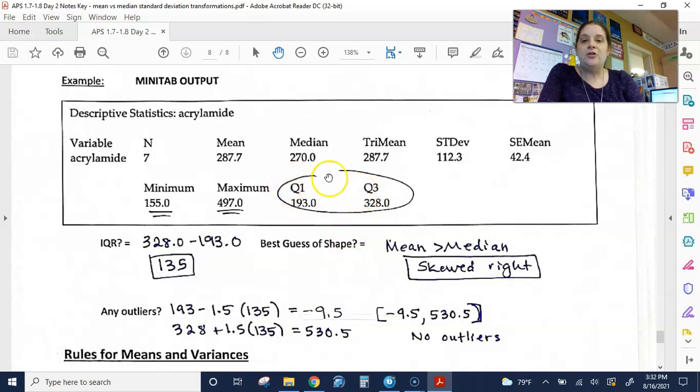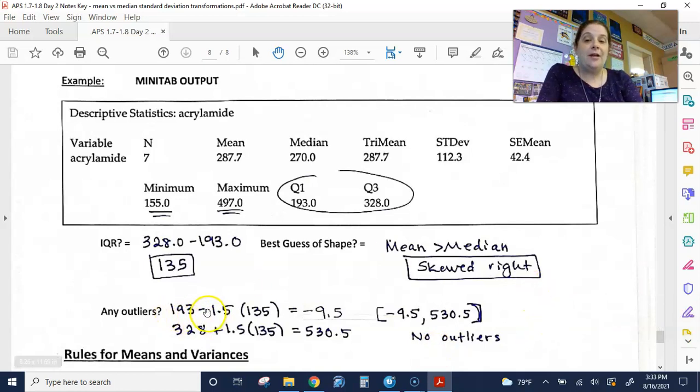So for the interquartile range here, I'm going to take Q3 minus Q1. Okay, I got 135. If I had to guess the shape, the mean is 287 and the median is 270. So since the median is smaller than the mean, the mean would be on the right. I'm going to guess skewed to the right.